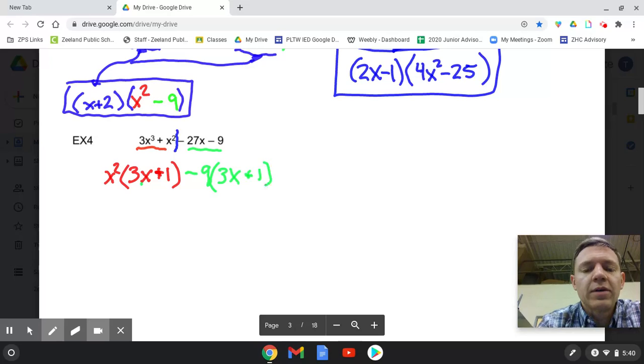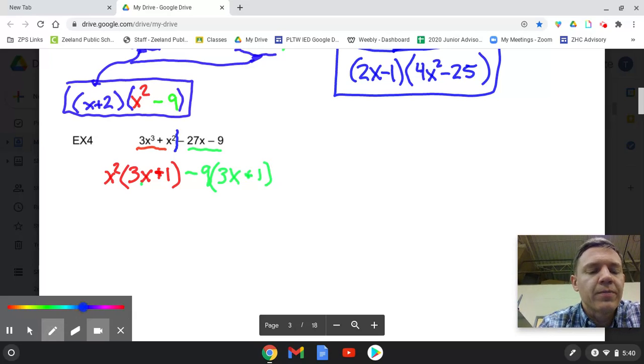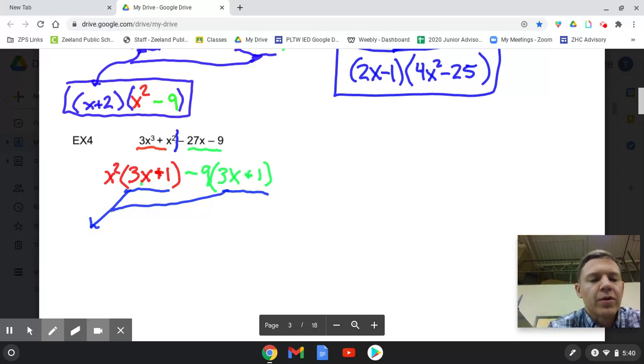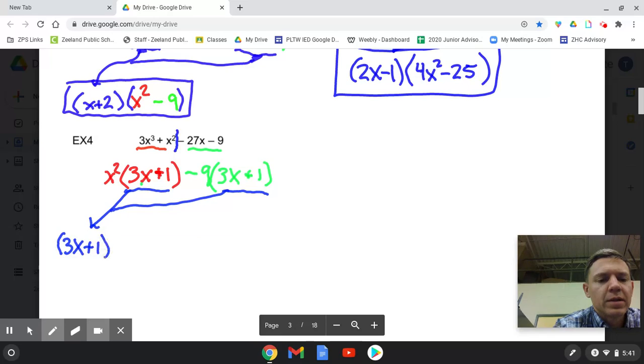All right, what should you be checking right now? Absolutely, you should be checking to see if these two things are the same. Are they the same? Perfect, we grouped correctly. Factor by grouping works for this one. So I'm going to pull that factor out of both terms. If I pull a 3x plus 1 out of the red, I'm left with an x squared. If I pull 3x plus 1 out of the green, I'm left with a negative 9. And there we go.